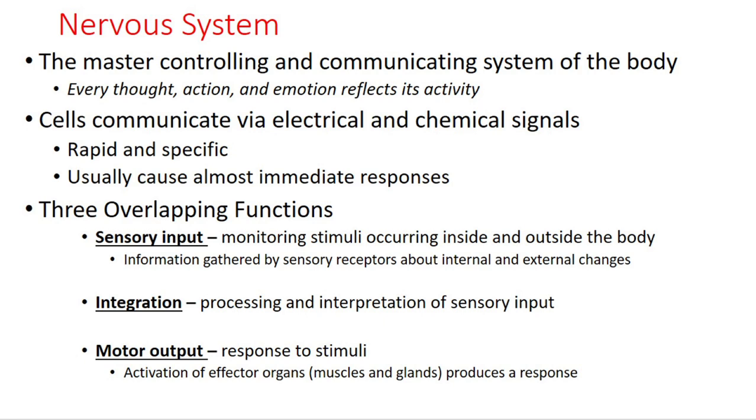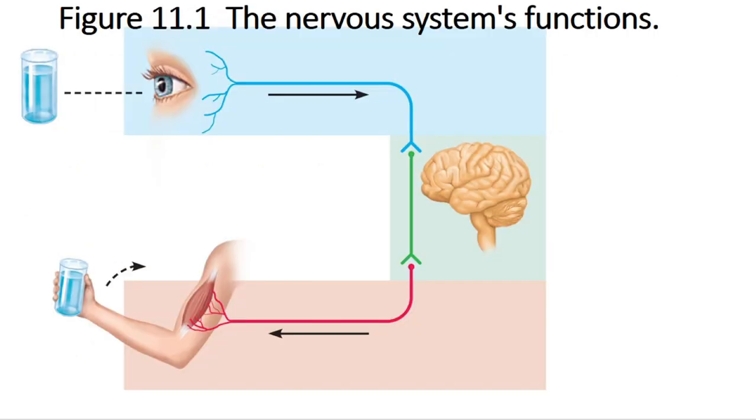The general effector organs are muscles and glands, because muscles can contract and glands can secrete. So they can have an effect, which is why they're called effector organs. They can produce a response. So that's what we're seeing in this image. Here in this image, we're seeing a blue sensory neuron communicating to a green interneuron and a red motor neuron.